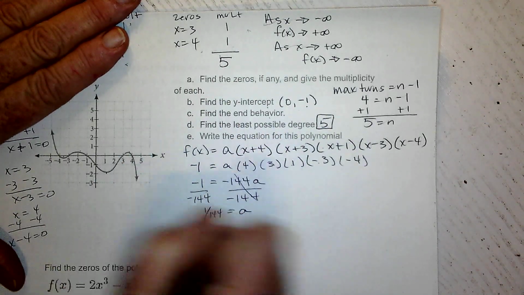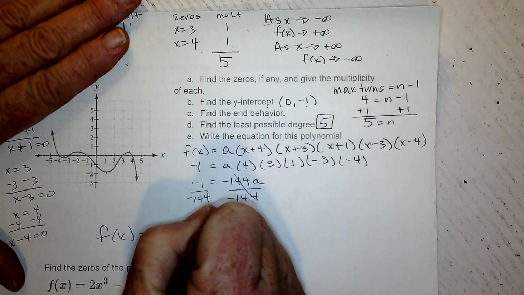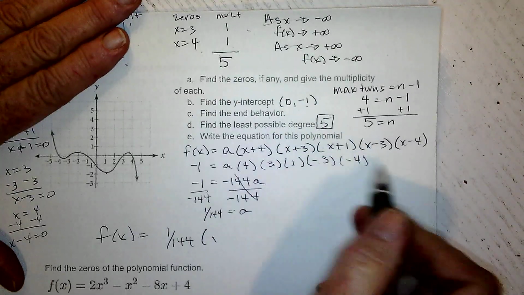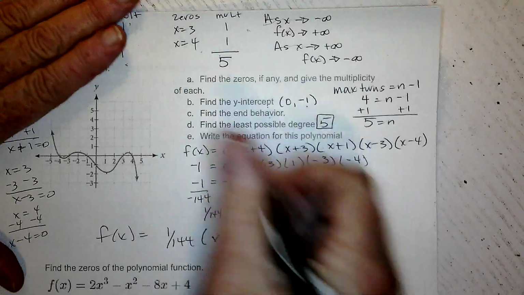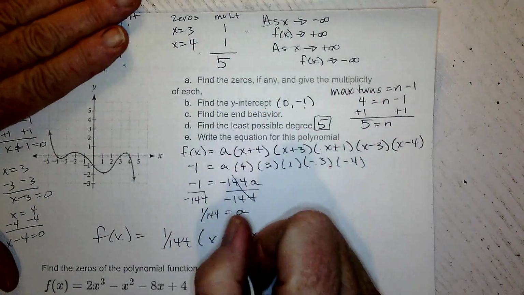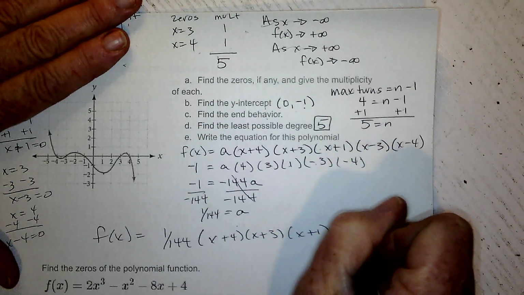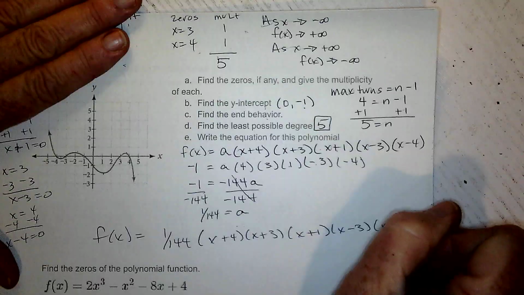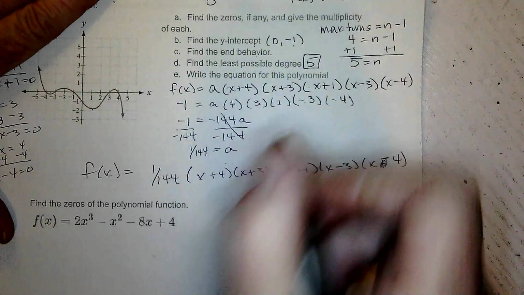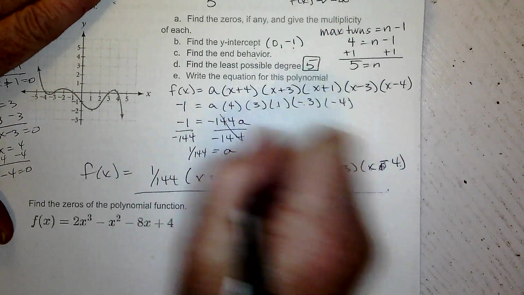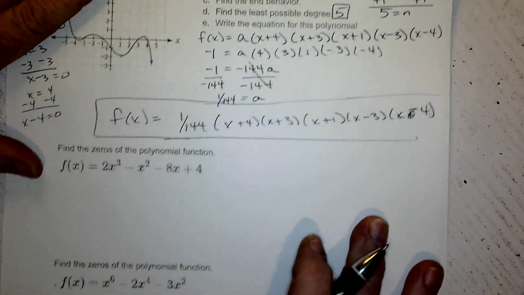So the equation is f of x equals 1 over 144 times, and I'm just going to not multiply these, just x plus 4, x plus 3. Remember, if they have multiplicities other than 1, you would want to put those in the exponents, but these do not. Oh, minus 4. All right. There is my answer. And this is x minus 4 for this one. Do not forget your f of x, and don't forget your a.